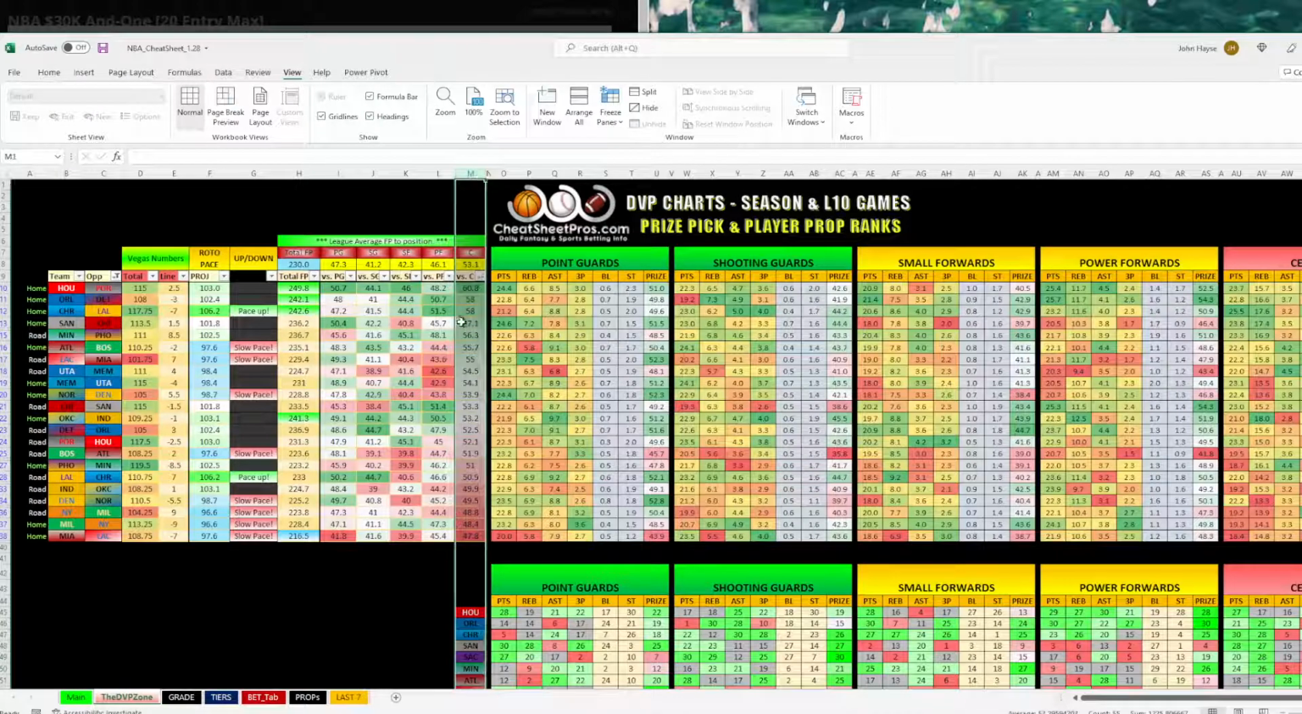For example, for centers, I sorted this high to low, which you can see. So these would be good centers to go after, and then these would be ones in tough matchups. And you can do this for every position.